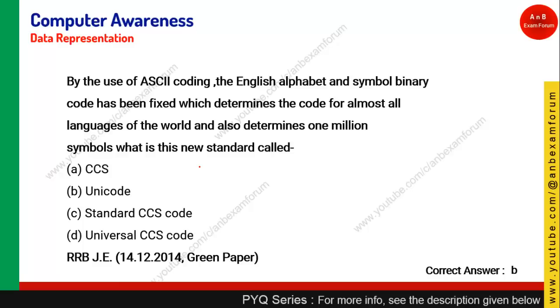Like if you are using the decimal system, you are able to recognize only 10 digits, whereas Unicode can recognize all the languages in the world because it has 1 million symbols in it. So option B, you remember, it is known as Unicode. So option B is the right answer.